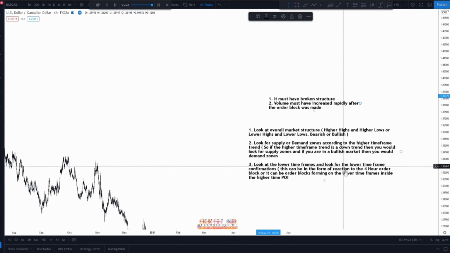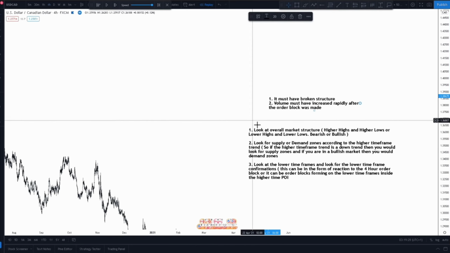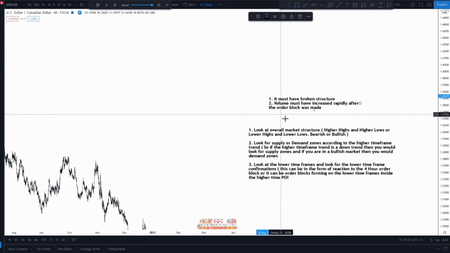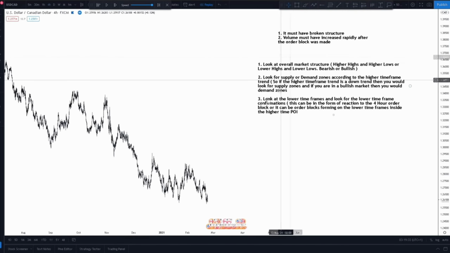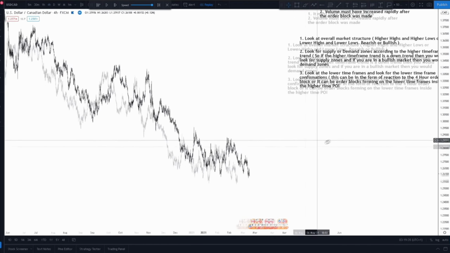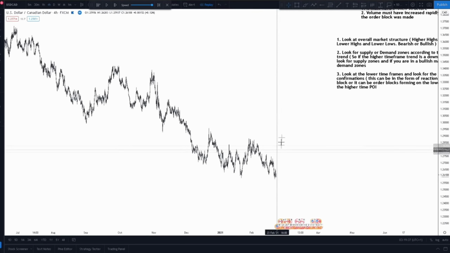However, that isn't the topic of today. I might make a video about this. If you want me to, just say so in the comments, about how to choose which order blocks are valid and so on and so forth. But today's video is just our three general rules that we look for and three general things that we look for before we enter trades.